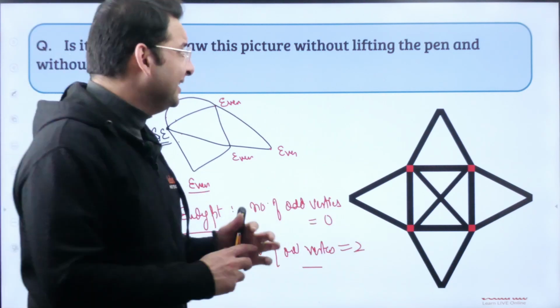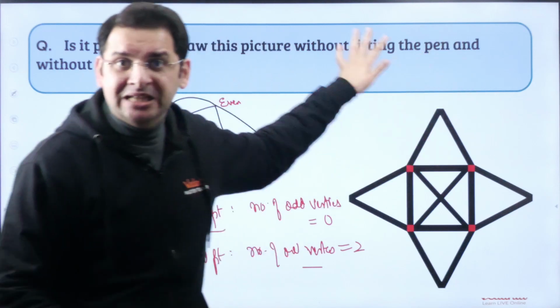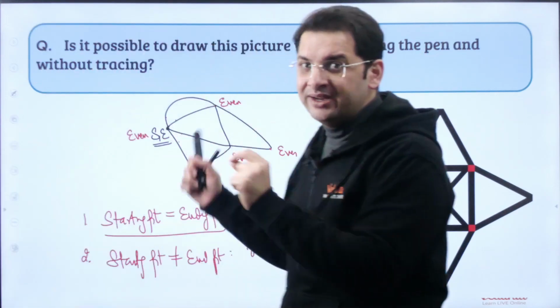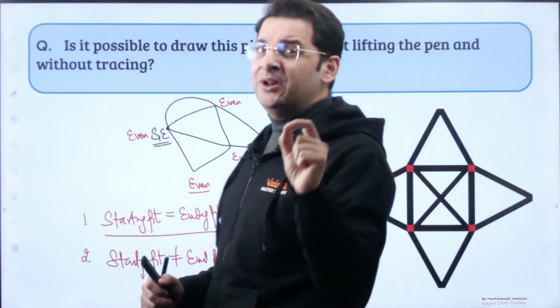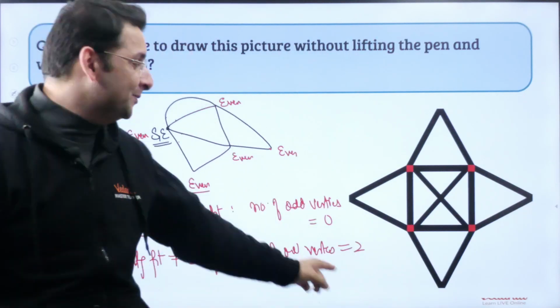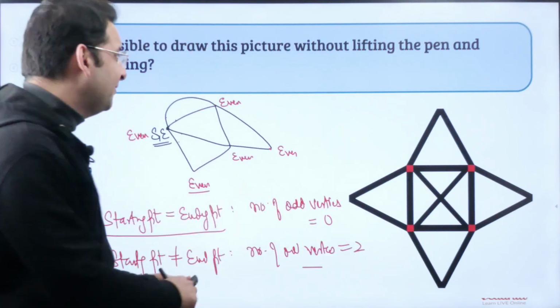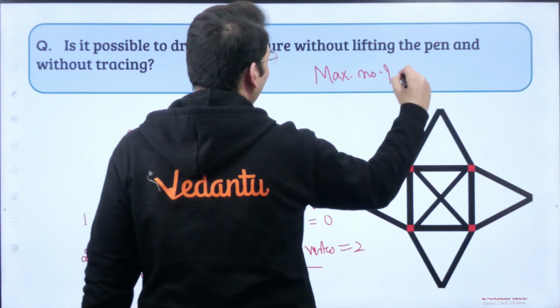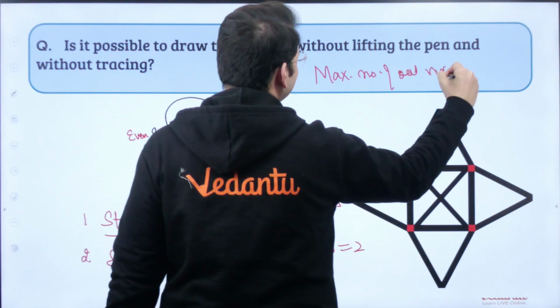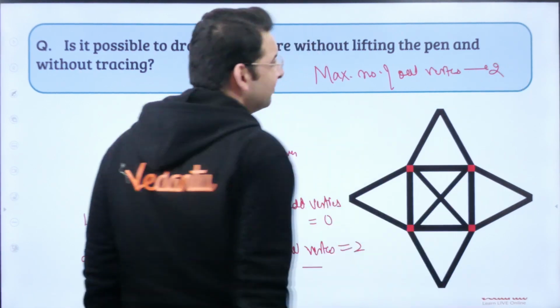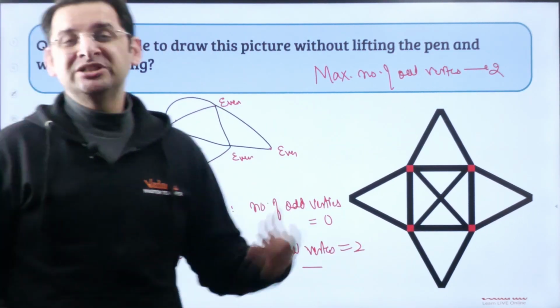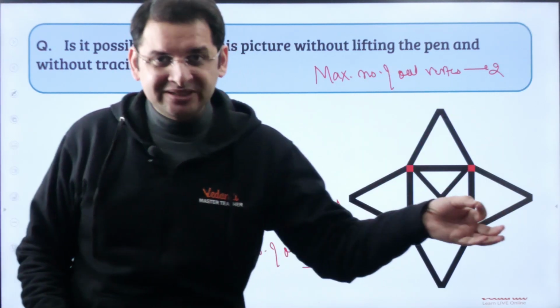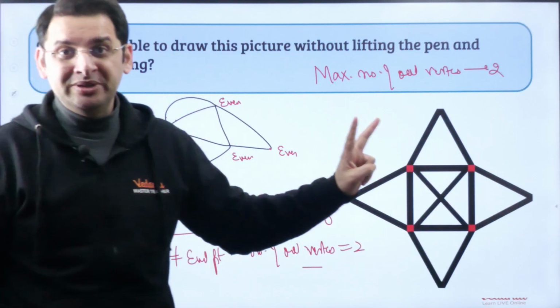So that means if I want to draw any diagram without lifting the pen, without tracing, the maximum number of odd vertices can be 2. अगर 2 से ज्यादा odd vertices है तो possible ही नहीं है, because odd vertices या तो सिर्फ स्टार्टिंग के या एंडिंग पॉइंट के होंगे इफ दे आर डिफरेंट फ्रॉम ईच अदर.